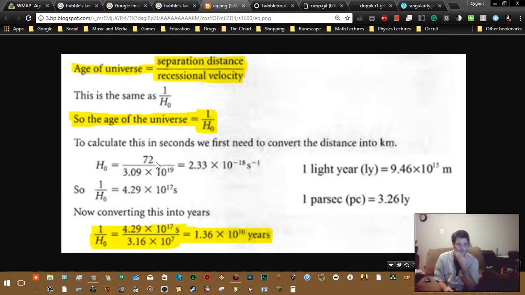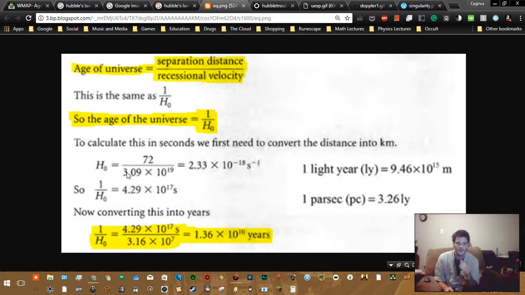That's 72. Well, we said 71 before. It's kind of like in that middle area between 71 and 72. So we can associate that with a certain value and then just kind of approximate it. I meant to say approximate when I said associate, but H sub 0 equals 72 over 3.09 times 10 to the 19. Why do we get these numbers?